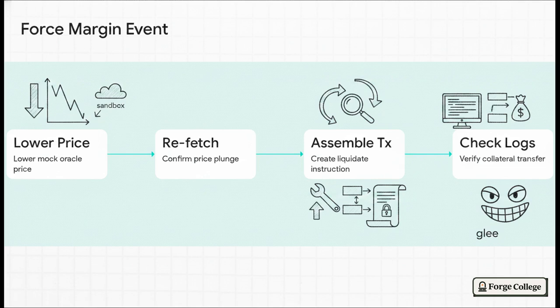And finally, Step 4, we check the program logs and watch with glee as the protocol's safety mechanisms automatically step in, reducing the borrower's obligation and transferring collateral to the liquidator to save the whole system. Honestly, it's just beautiful science in action.